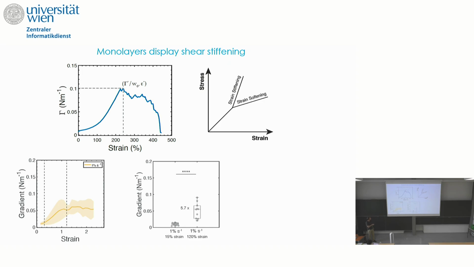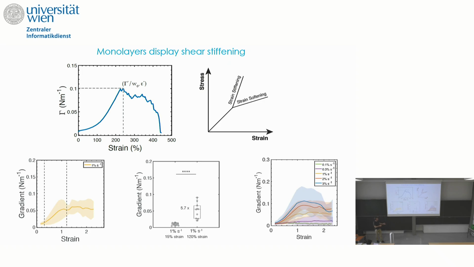And that gives you something that's known as the tangent modulus, which has a unit of stiffness. And you can see that you transition from a low stiffness at low strain to a higher stiffness at high strain. And this is not insignificant. If you look, you've got roughly a 6-fold change in the stiffness between the level at 15% strain versus 120% strain.